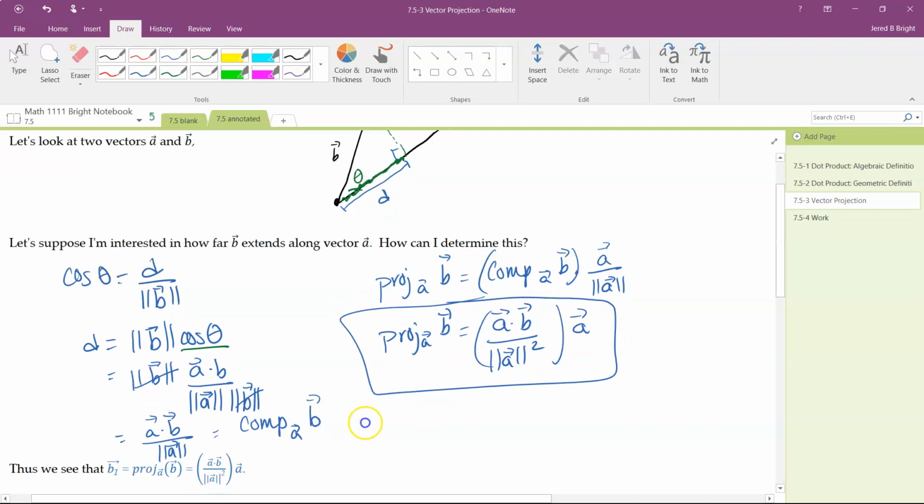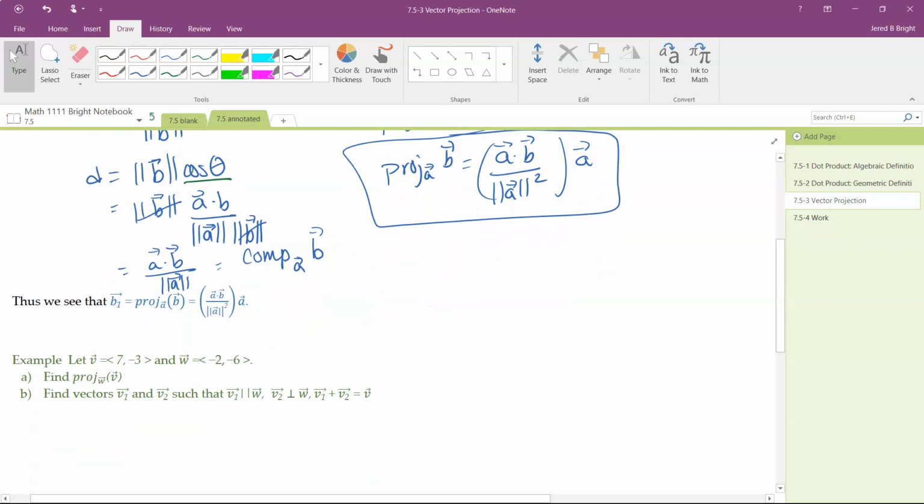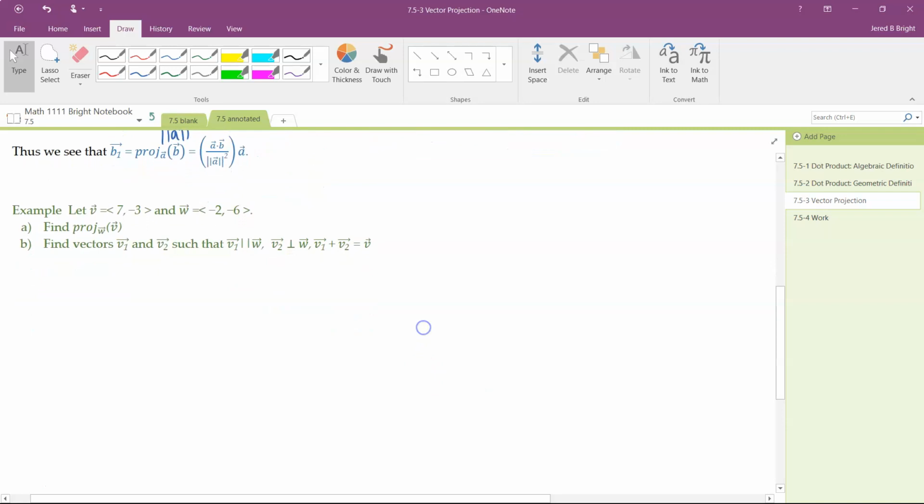Okay, so now let's put that to use. I called it B1 here, and D above, that's totally fine. Here we go. So here's a vector. We want to find the projection, and then we want to find vectors V1 and V2 such that a bunch of scary stuff. Okay, let's worry about A.